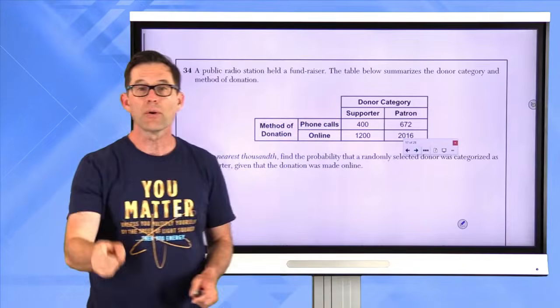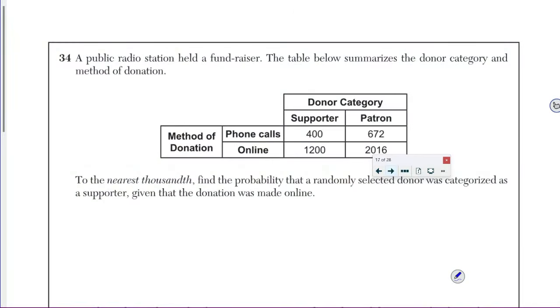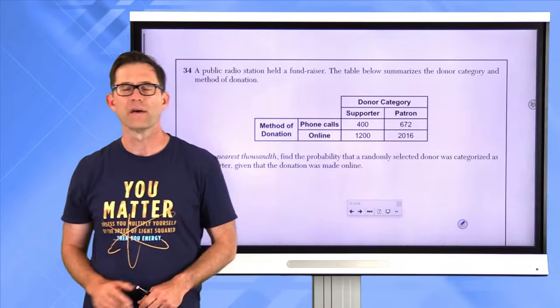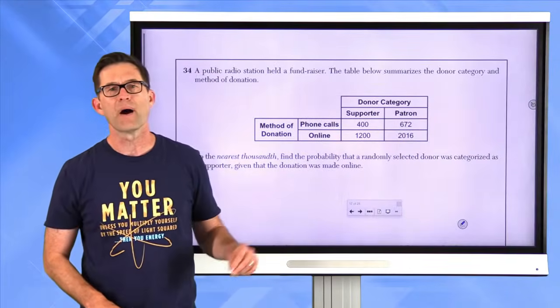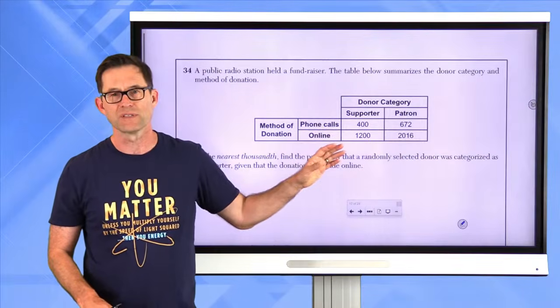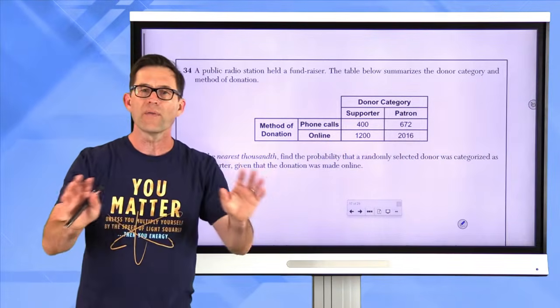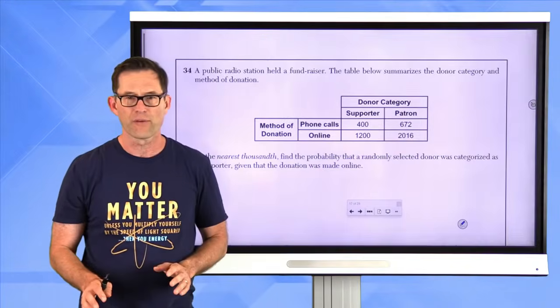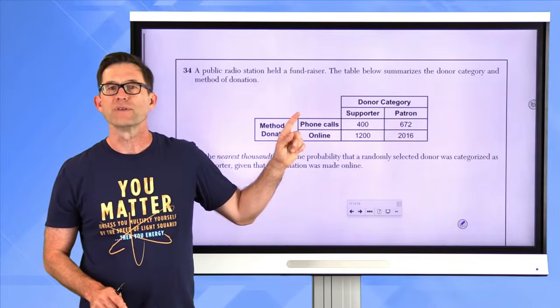Okay, let's do a little probability, number 34. A public radio station held a fundraiser. The table below summarizes the donor category and the method of donation. All right, so let's take a look at this thing and just make sure that we understand. This is called a two-way frequency chart. All right, we've taken all these people and we've broken them up into 4 different categories. 2 of the categories are the method of donation.